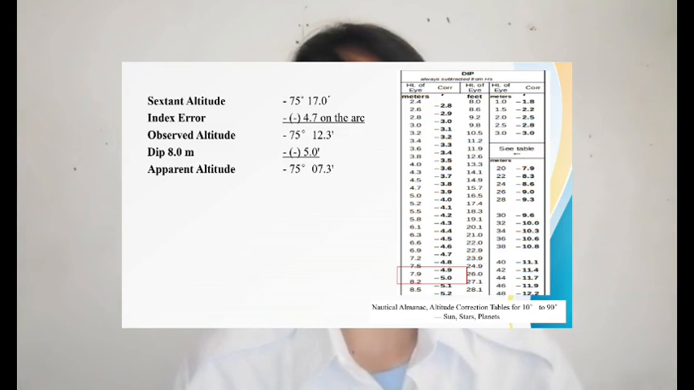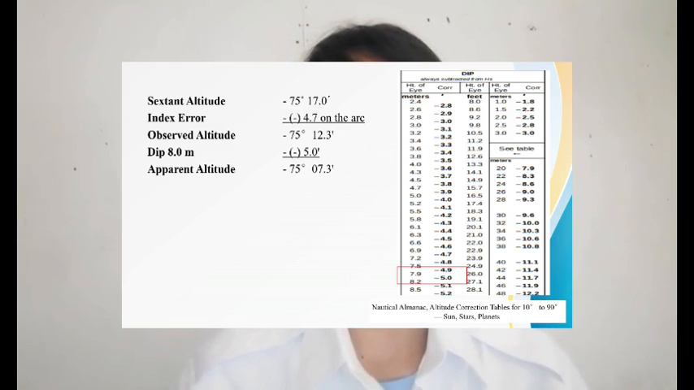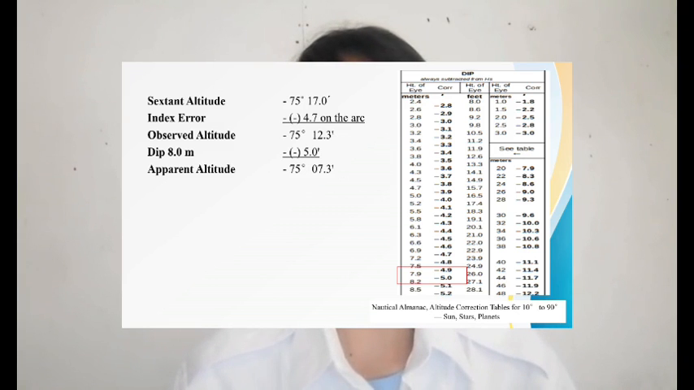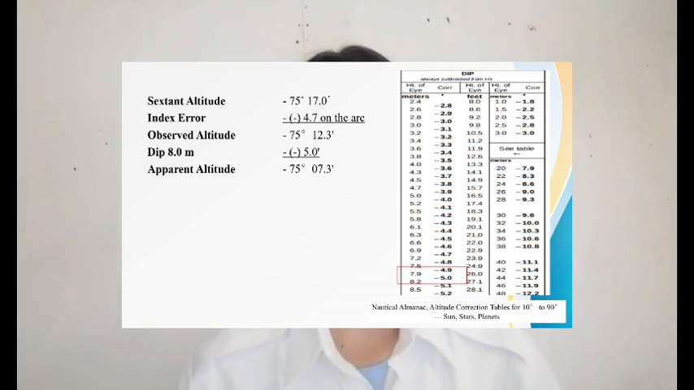Next step is to find the dip. So we have a height of eye of 8 meters. Simply go to the Nautical Almanac under the altitude correction tables for 10 degrees to 90 degrees for sun, stars, and planets, and go to the dip area. Simply locate the dip correction that is in line to our height of eye of 8 meters. So our height of eye of 8 meters is in line to the dip of 5.0.